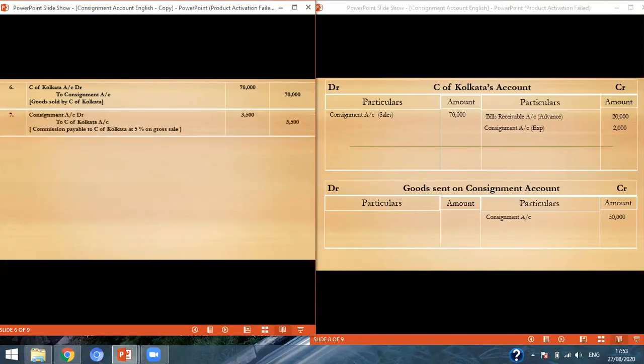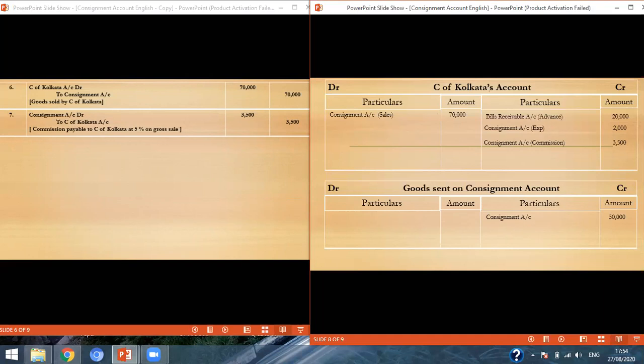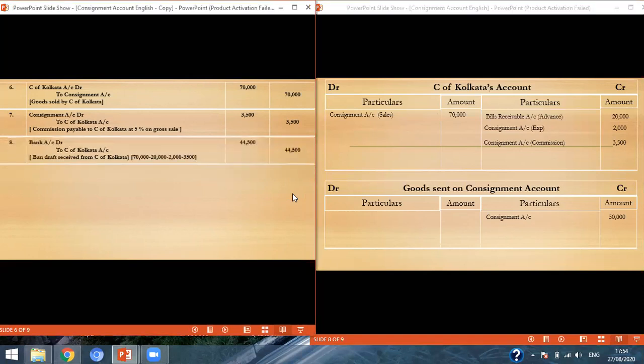Then we have to pay the commission. So consignment account debit 3,500 to C of Kolkata. Here we write on the right side the entry of consignment account, in bracket commission 3,500. Then we have to make the draft. Next entry 44,500. Here you can see that we just subtract 20,000, 2,000, and 3,500 from 70,000. Then we'll get the answer 44,500.